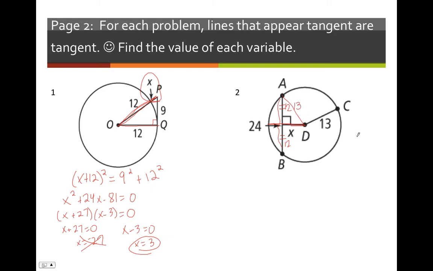So I have a right triangle there. I'm looking for this part. This is 12 and this is 13. So that's actually a Pythagorean triple. You can confirm that using the Pythagorean theorem. So the answer is 5.